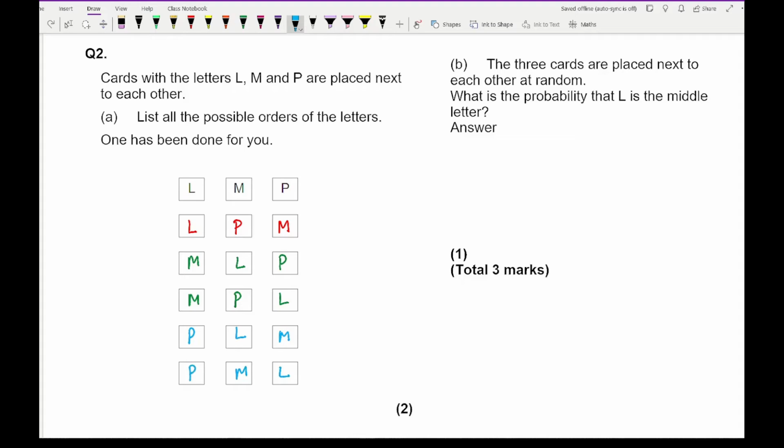Then moving on to B, it says the 3 cards are placed next to each other at random. What is the probability that L is the middle card? Now for this, here I've got a total of 6 combinations. There's 6 combos in total. So this is going to be over 6. Now how many of these 6 have got L as the middle card? Well, that's going to be 2. So then the final answer is going to be 1/3.